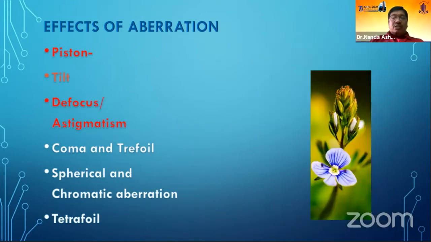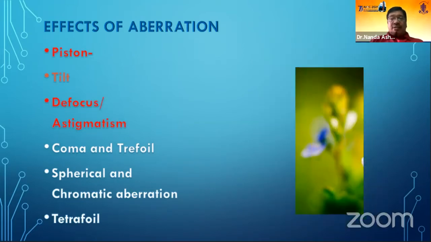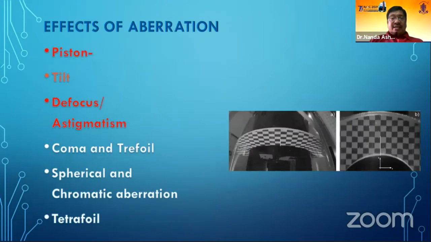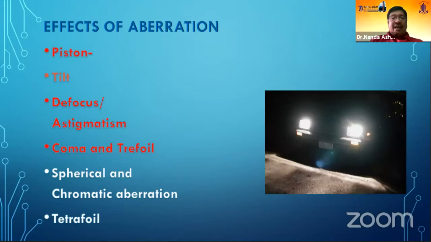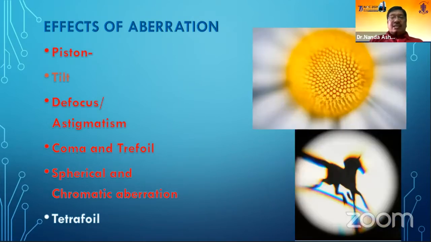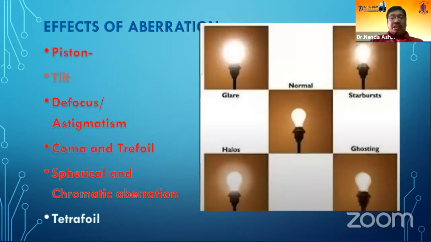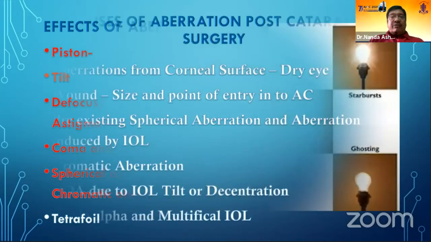Defocus, we all know, is when you look at an object and it is not focused, either by myopia or hypermetropia. These are defocus, and if it is not focused in one particular axis, it is called astigmatism. Coma and trefoil is when you look at light and you see the light spreading out. Spherical aberration, we know, is the central rays focusing at one plane and the peripheral rays focusing in another plane. Different wavelengths of light focusing at different planes is chromatic aberration. And all these higher order aberrations cause photic phenomena and difficulty in quality of vision.